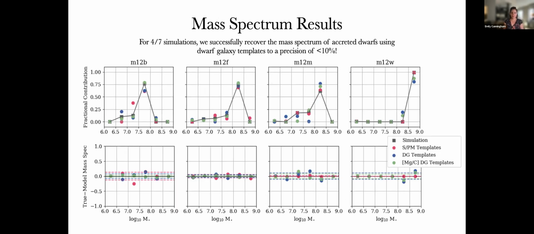And fortunately, this M12F success is not unique. So for 4 out of our 7 simulations that we worked with in this study, we found that we could successfully recover the mass spectrum of accreted dwarfs to within a precision of 10% using our dwarf galaxy template sets. So this was exciting to me. This was very reassuring. But I wouldn't be honest if I didn't also talk about our failures. We had success, but we had failures too.